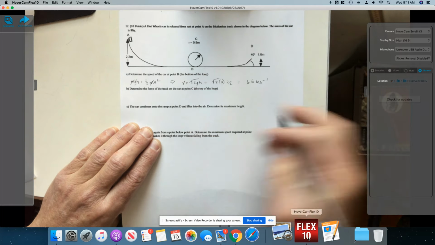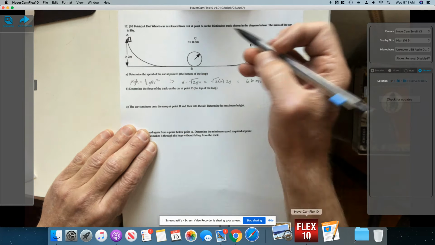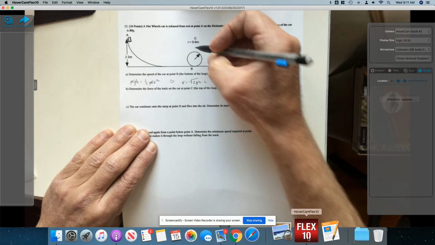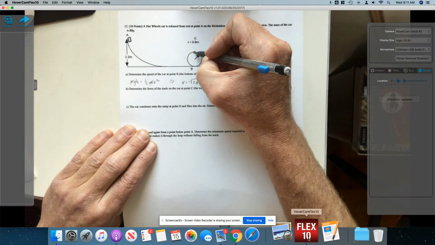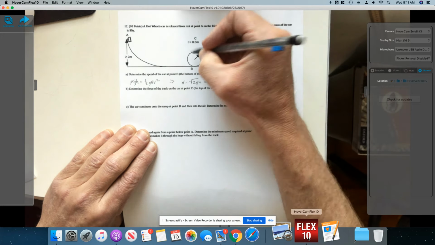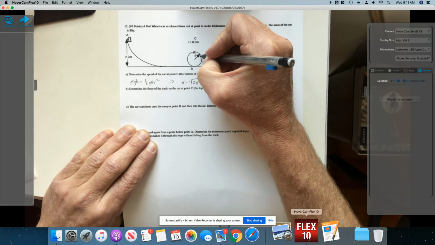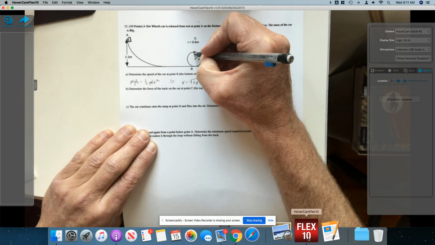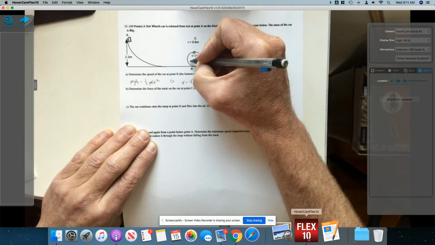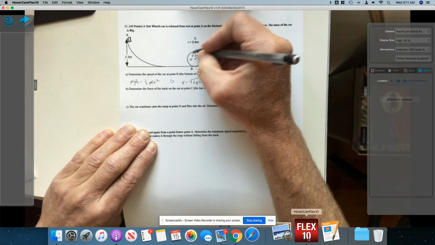Now, the next thing it asks you to do is determine the force that the track would exert at point C. So that's right here. Now, when we look at how that force works, we've got our weight vector, which we can call mg. But we also have a support force that we're going to call normal. And those two things provide a net force.